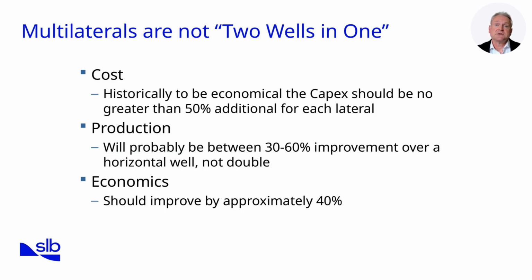Production uplift is also significant but not linear. Typically, a lateral branch will add between 30 and 60% improvement over a horizontal well, not double the output. This is because reservoir connectivity, fluid dynamics, and drainage efficiency all vary across the formation. Economically, multilaterals tend to improve overall project value by about 40%. That's a strong result, but it highlights why multilaterals must be assessed carefully. They are not a one-to-one substitute for multiple wells. This sets the stage for the next discussion, where we'll weigh both the advantages and disadvantages of multilateral well design.